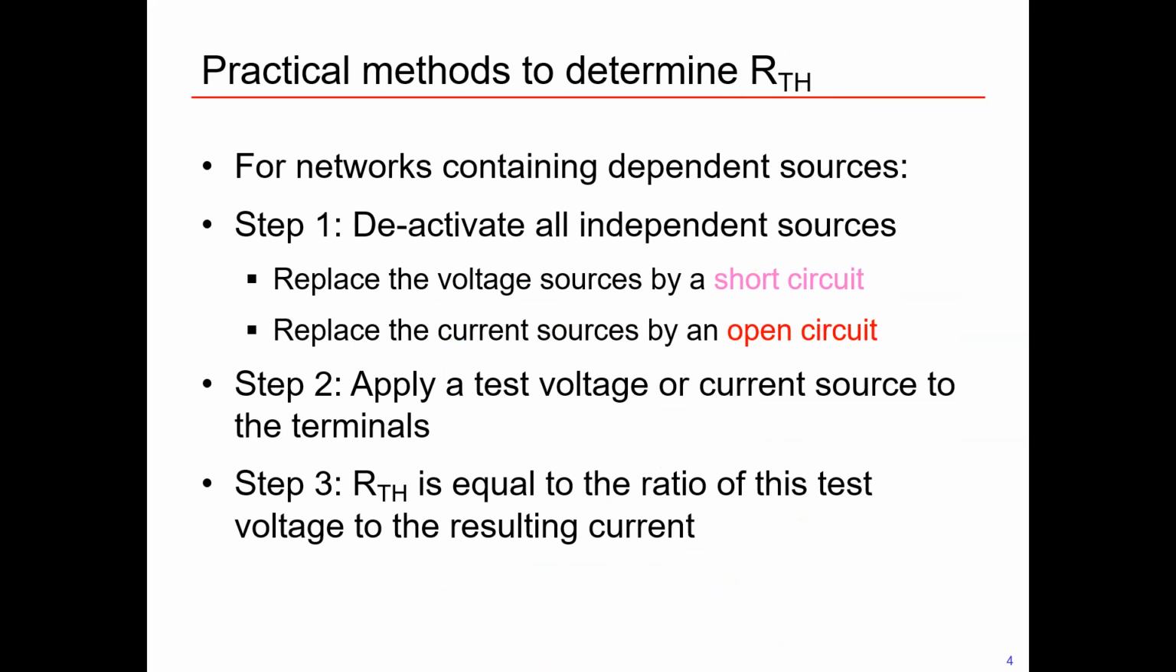If we have dependent sources, with a symbol like this, we have to deactivate all independent sources as we discussed, follow these rules, and then apply a test voltage or current source to the terminals. We can apply the test voltage, and from that we can calculate R Thevenin, which is equal to the ratio of this test voltage to the resultant current.